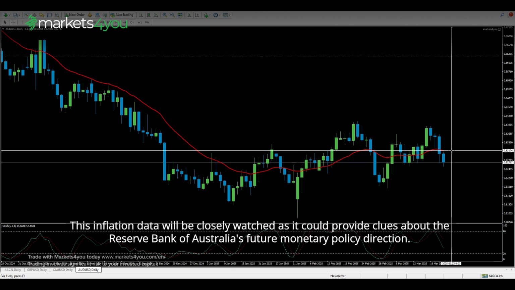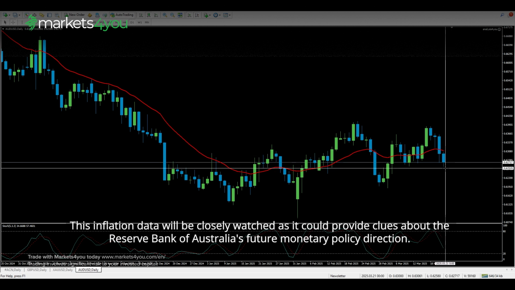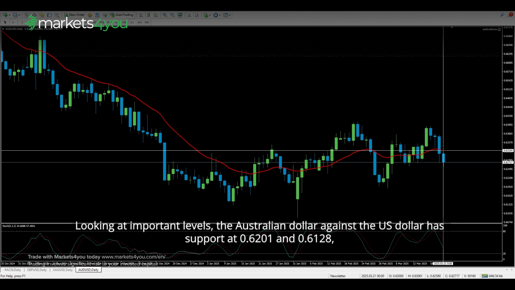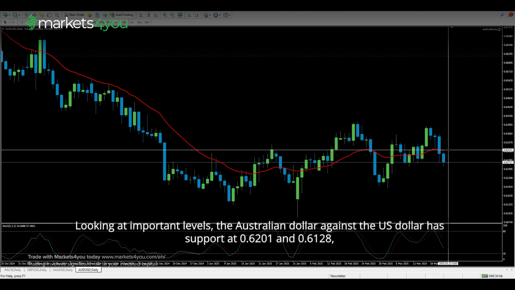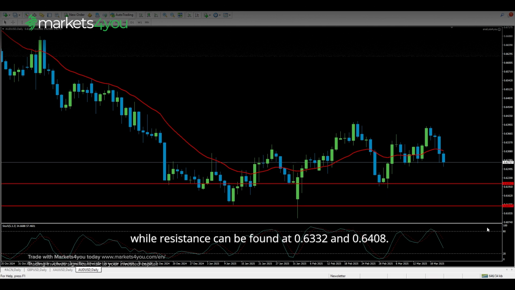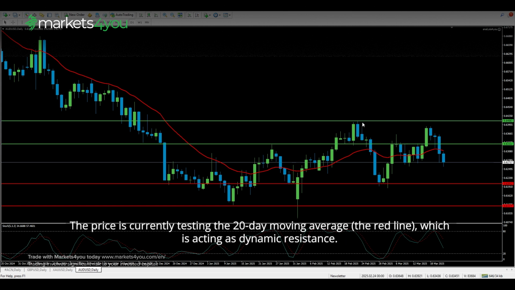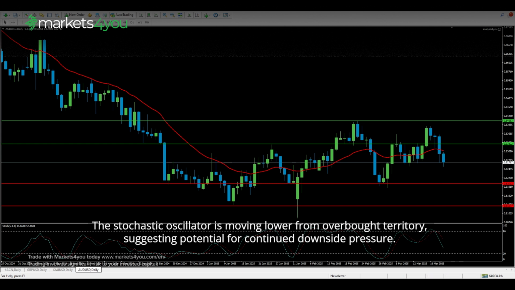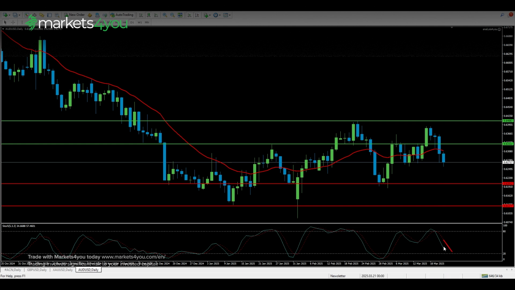This inflation data will be closely watched, as it could provide clues about the Reserve Bank of Australia's future monetary policy direction. Looking at important levels, the Australian dollar against the US dollar has support at 0.6201 and 0.6128, while resistance can be found at 0.6332 and 0.6408. The price is currently testing the 20-day moving average, the red line, which is acting as dynamic resistance. The stochastic oscillator is moving lower from overbought territory, suggesting potential for continued downside pressure.